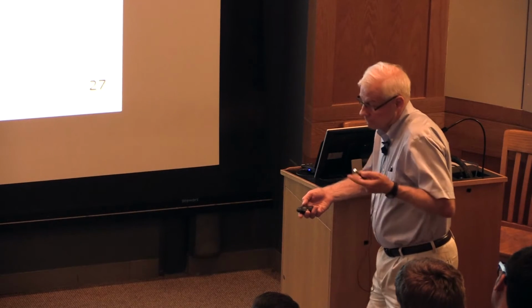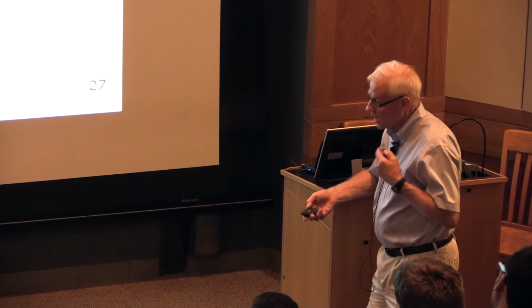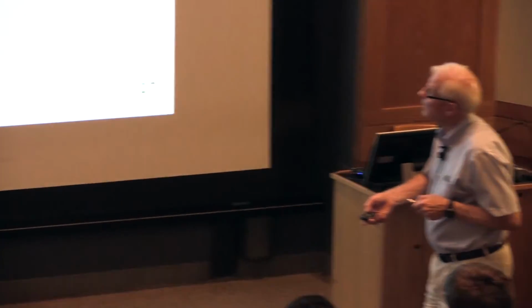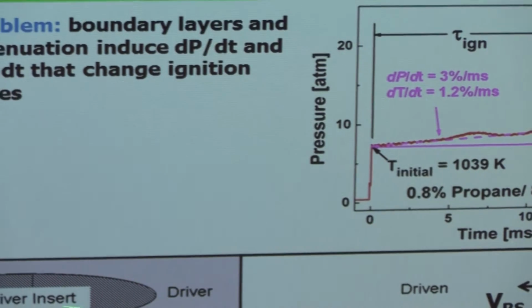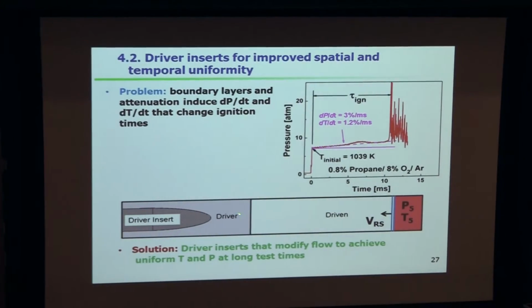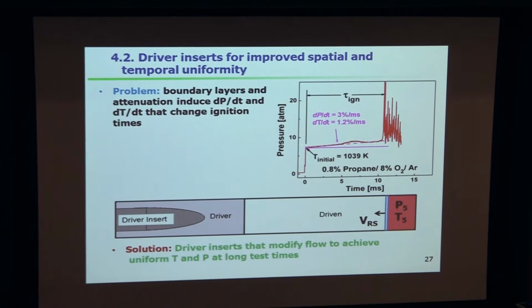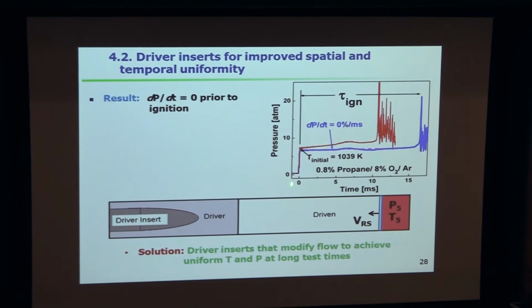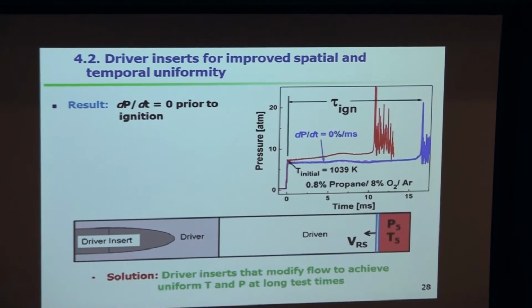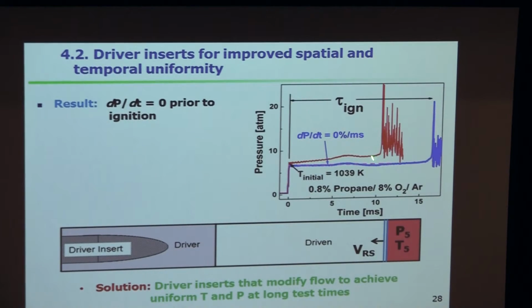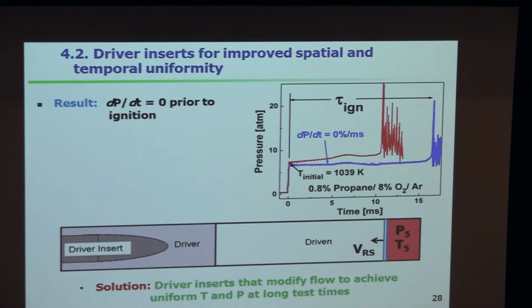You can try to model it, which people now at least try to account for in their model. But you have to measure this, and report it in your paper so the modelers can try to put that in there. So we've tried to make the problem go away. The boundary layers cause this problem, and so we have redesigned our shock tube. We call this a driver insert, so that the area is no longer constant. And with this design, we can achieve this. So we can make the pressure nearly constant. Get rid of this problem, and what happens? The ignition delay time goes up by 40%.